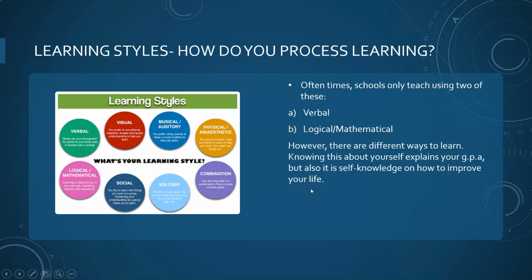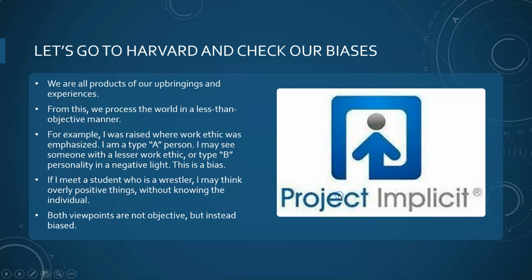Now, when you get out of high school, when you have this knowledge, you know how to go about things. So we're going to look at learning styles. Now, this Harvard Project Implicit, you do have to register for this. And again, we are all products of our upbringings and experiences. Now, from this, we process the world in a less than objective manner. Once you get on the Harvard Project Implicit, I'd like you to check out your different biases and just fiddle around with that and look at yourself.